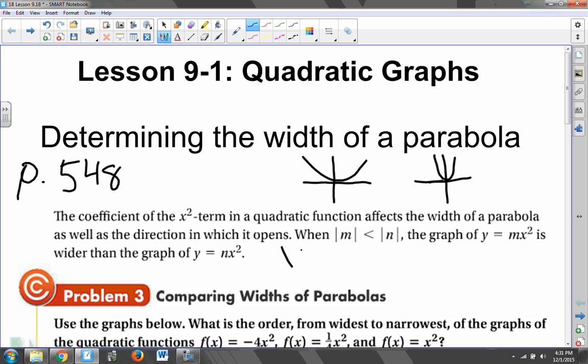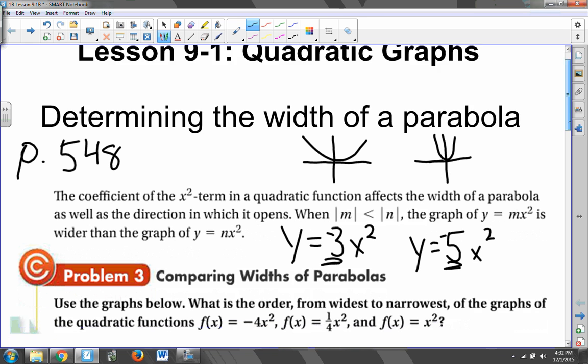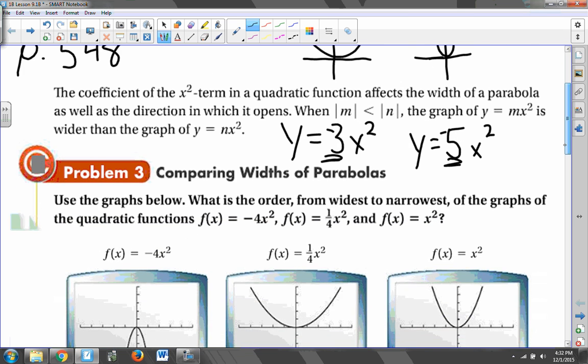So for example, y equals 3x squared is going to be wider than y equals 5x squared. The same is true of negative 3x squared and negative 5x squared. So we always look at the absolute value of these numbers. So we just care about the 3 and the 5, not the negative side. Right? So you'll see problems like this next one in your practice problem set tomorrow.